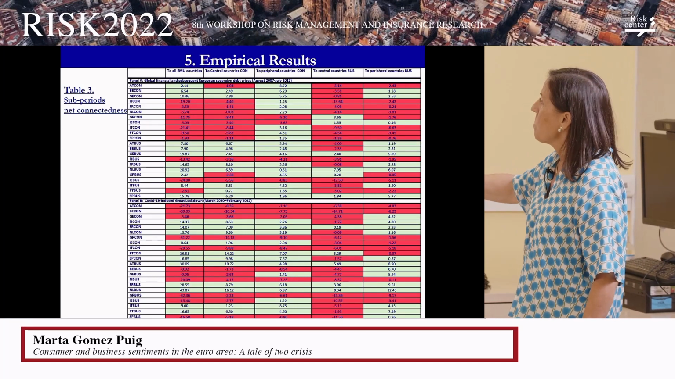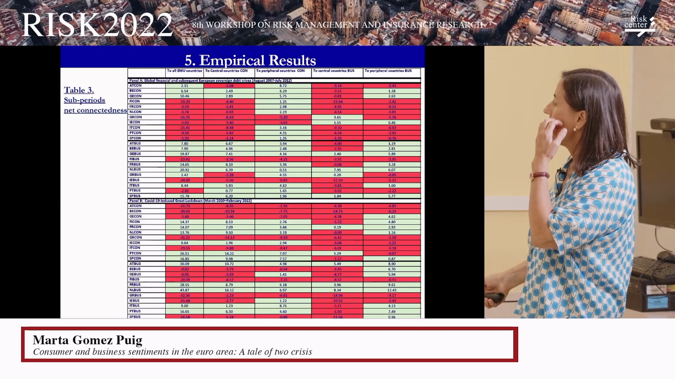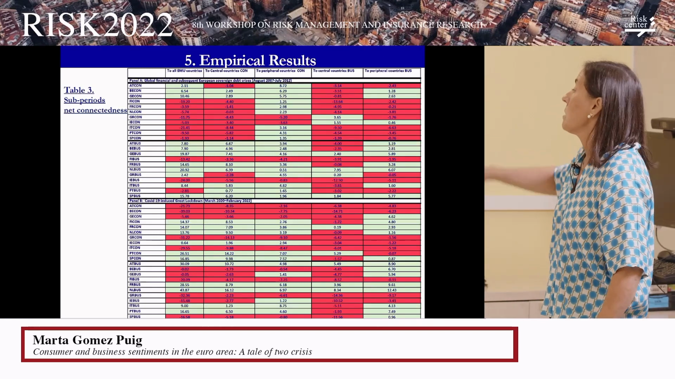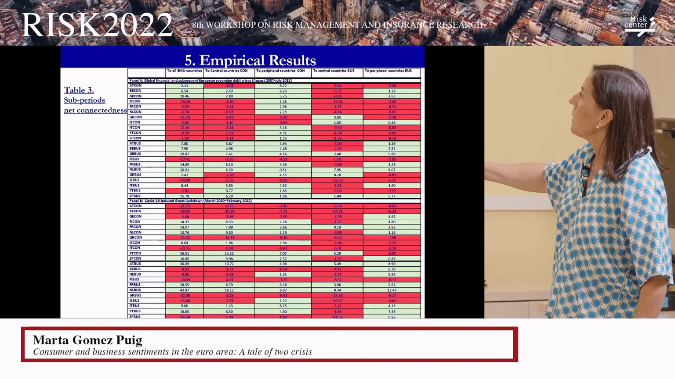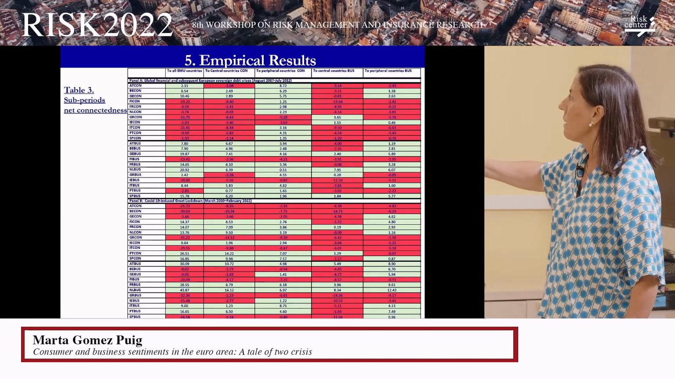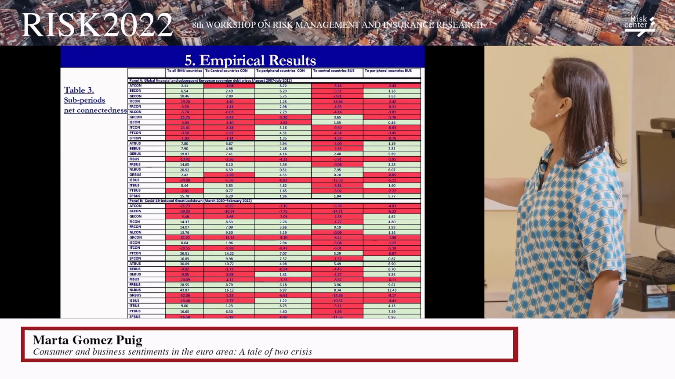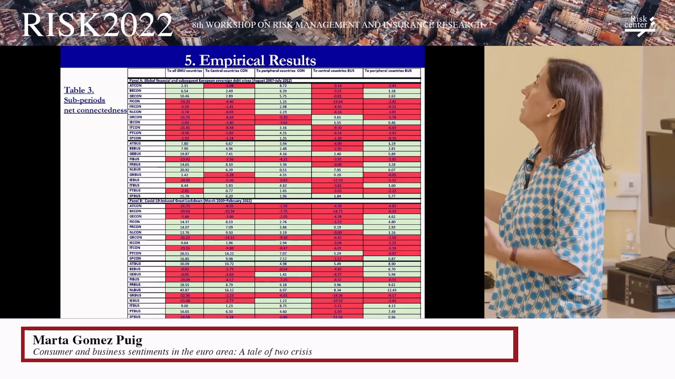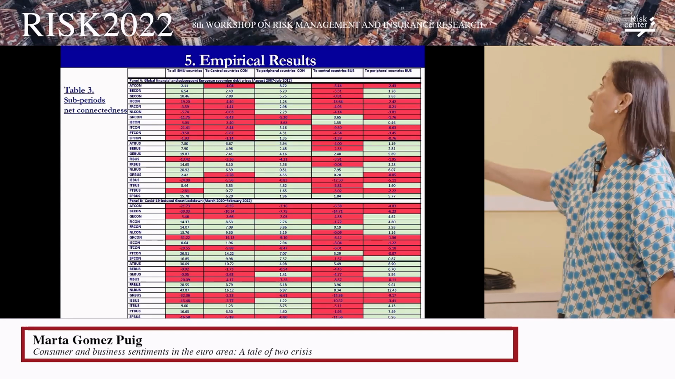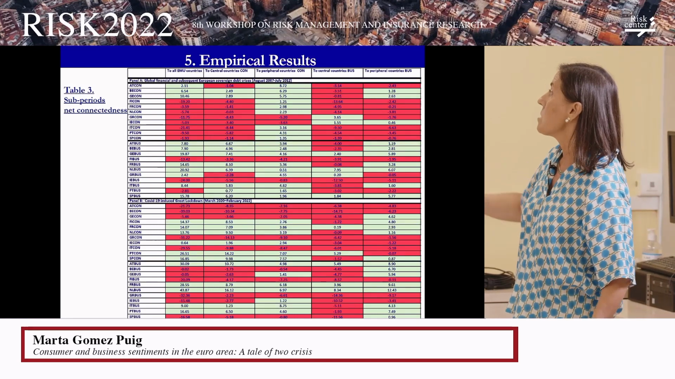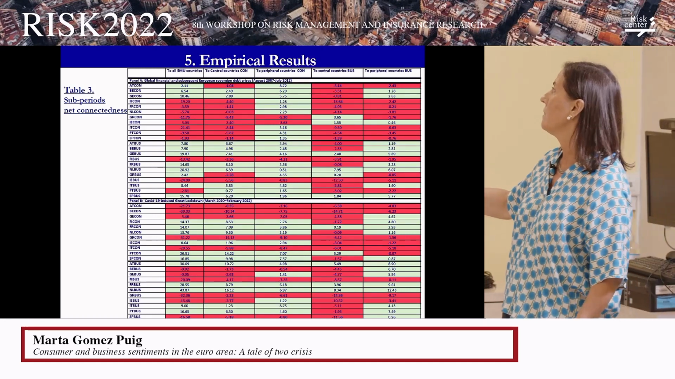Well, results in this table clearly indicate the net connectedness of both indicators are time varying. So panel A corresponds to the global financial crisis and European debt crisis, panel B to COVID-19 crisis. In both cases, we show the net connectedness from each of the 11 consumer confidence indicators and each of the 11 business confidence indicators. Positive values indicate that the corresponding indicator is a net transmitter and are highlighted in green. Negative values indicate that the corresponding indicator is a net receiver and are highlighted in red.